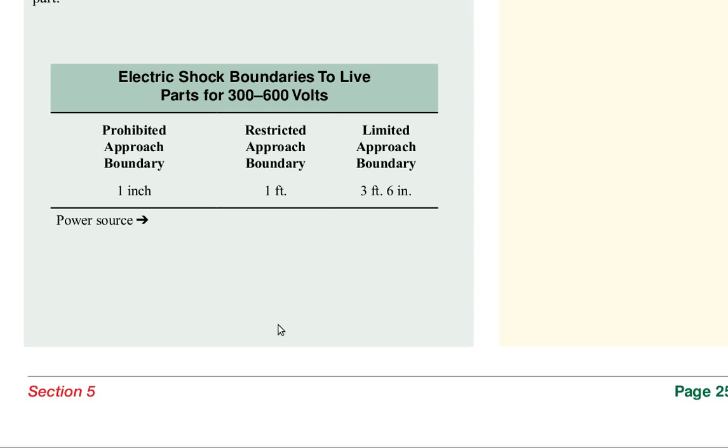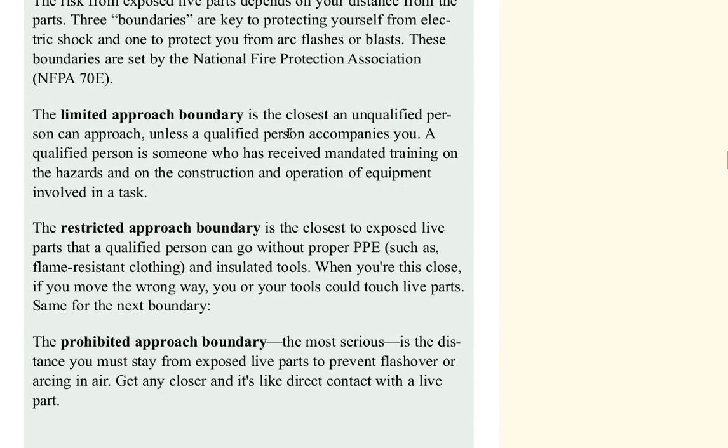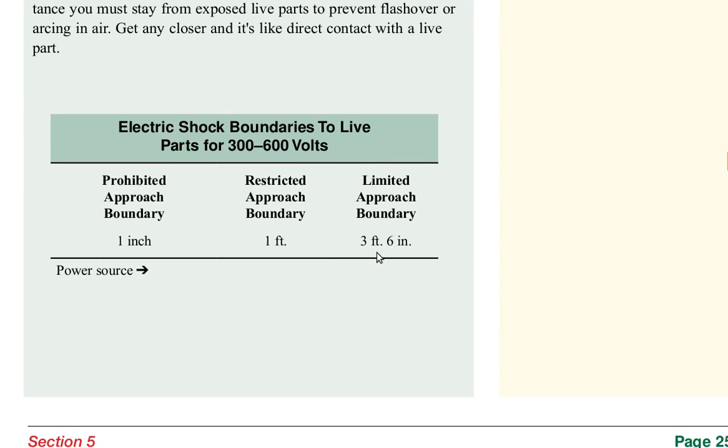Electric shock boundaries to live parts for 300 to 600 volts. Prohibited approach boundary is 1 inch. Restricted approach boundary, 1 foot. Limited approach boundary, 3 feet 6 inches. Remember, limited approach boundary is the closest an unqualified person can approach unless a qualified person accompanies you. That is 3 feet 6 inches and no closer for an unqualified person.